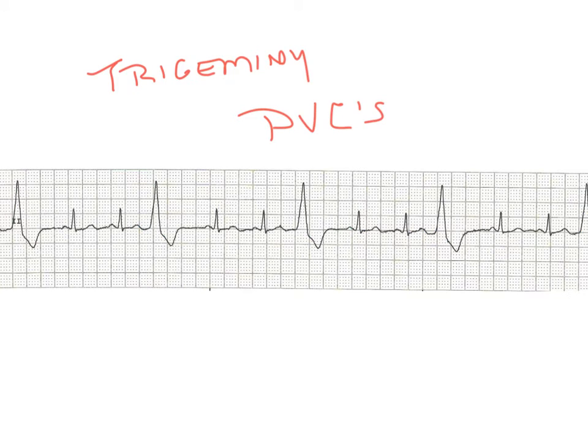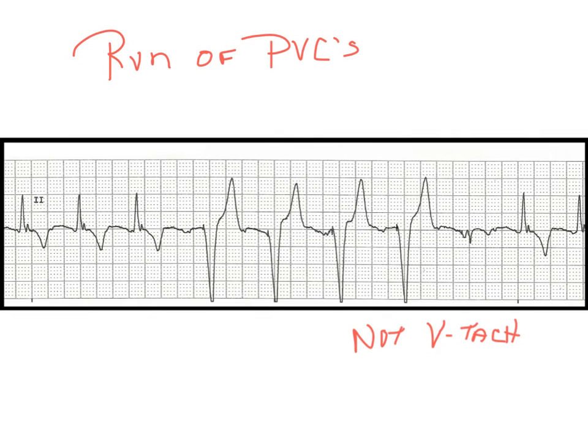Another trigeminy, again, early, compensatory pause. Early compensatory pause. So they're premature. This is one that I thought was pretty interesting. When we talk about PVCs, we talk about one PVC being a PVC, 2 being couplets, remember that, 3 being a run. Well, here's a run of 4.